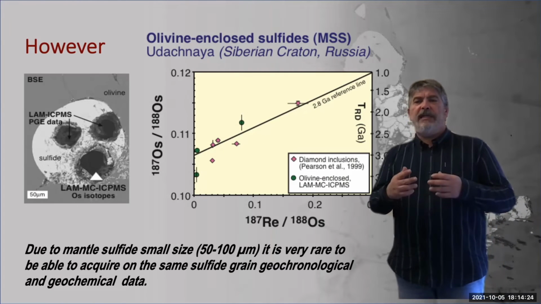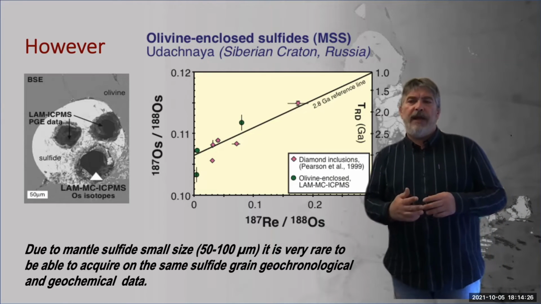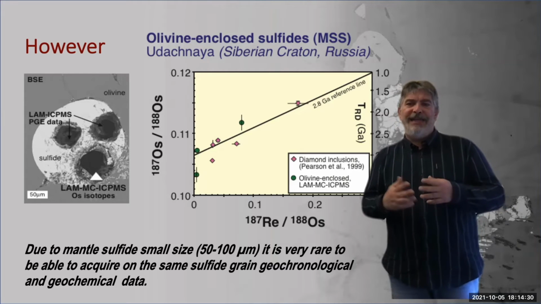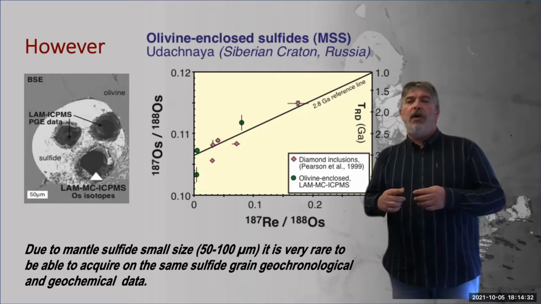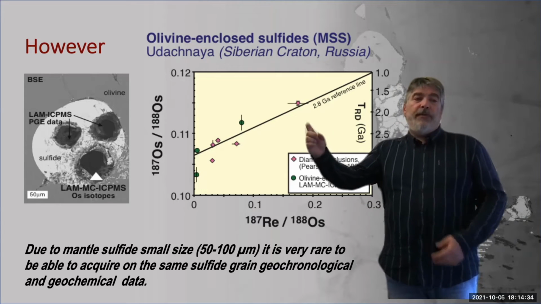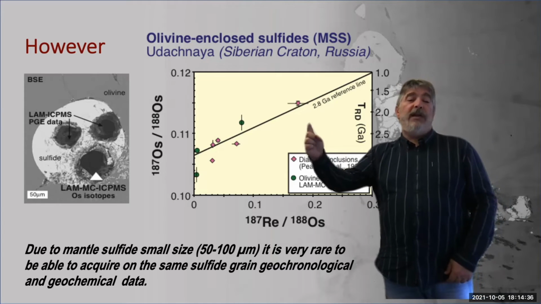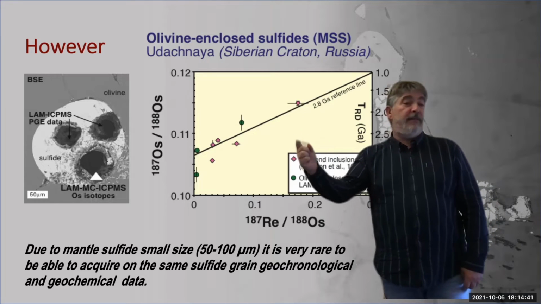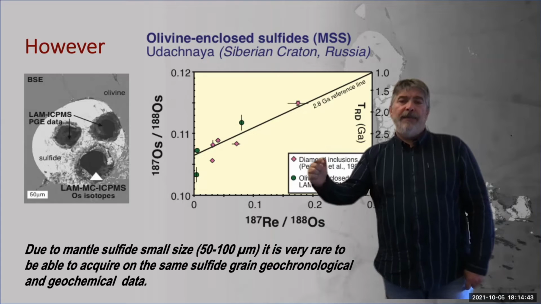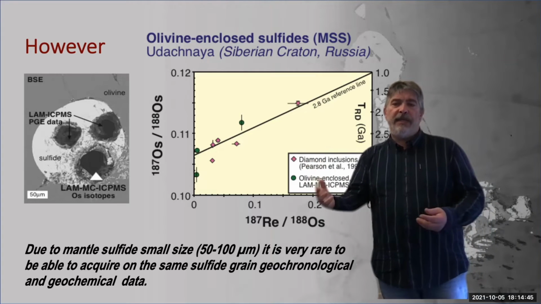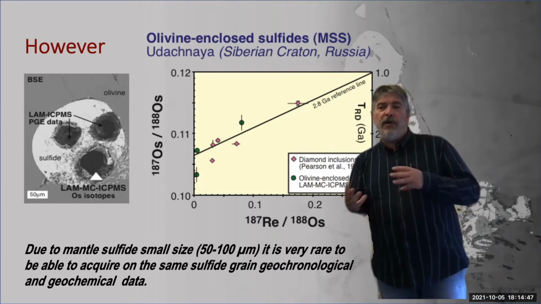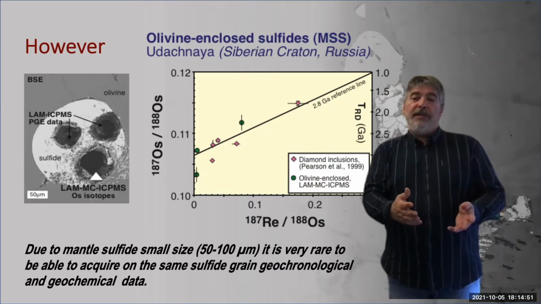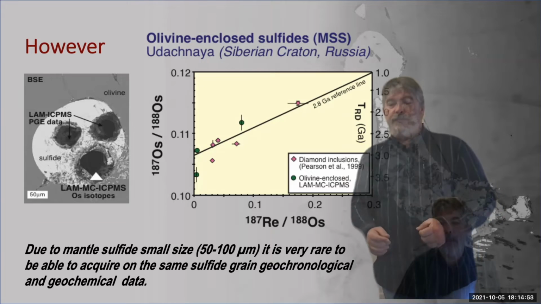However, given the small size of sulfide and the destructive nature of laser ablation, it is very rare that you are able to capture both the geochronological information and the geochemical information from the trace elements in sulfides. Therefore, geochemists are always faced with the Cornelian dilemma, choosing between geochemistry or geochronology.